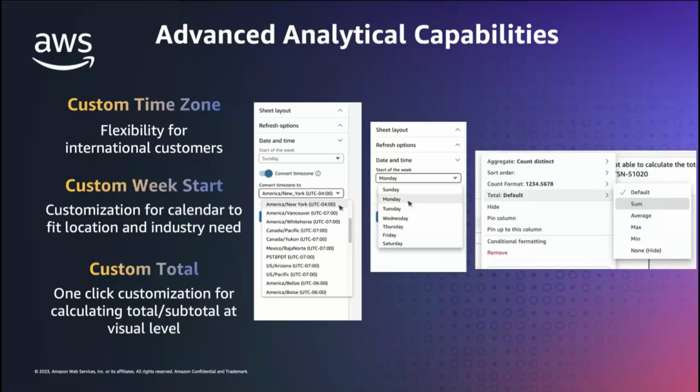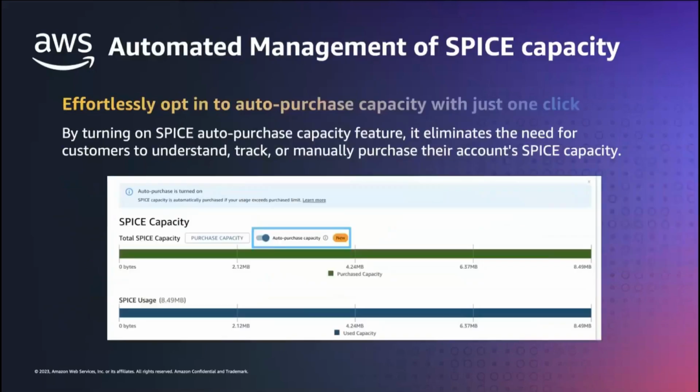If we switch to the next slide, I would like to share another exciting capability for SPICE. Before this feature, when customers purchased SPICE capacity, they had to purchase it manually, and if they didn't have enough capacity in time, then the ingestion would fail. Now we are launching this new capability to automatically purchase SPICE capacity.